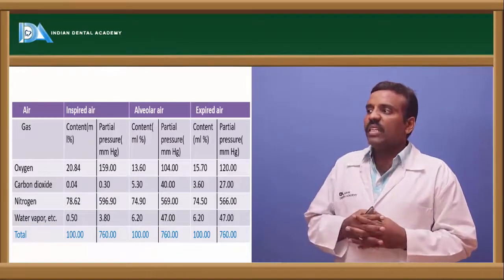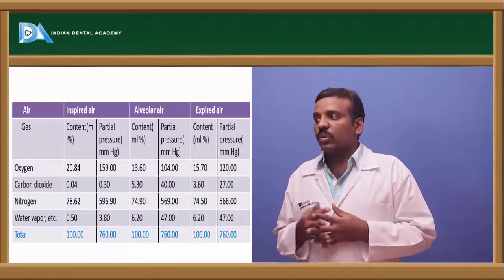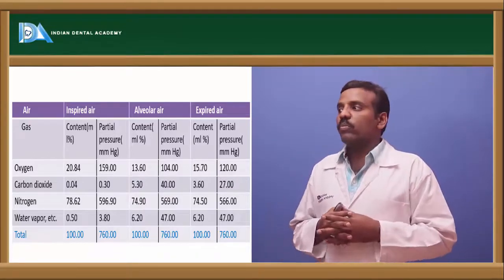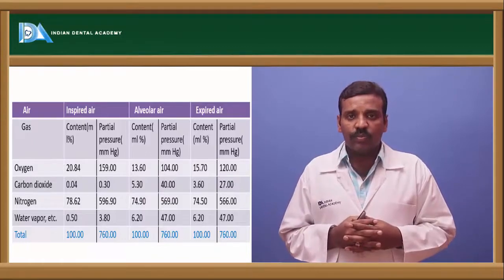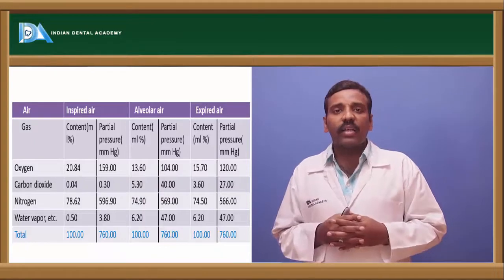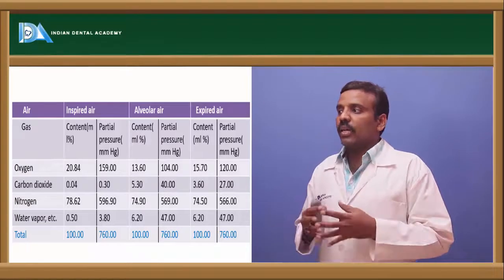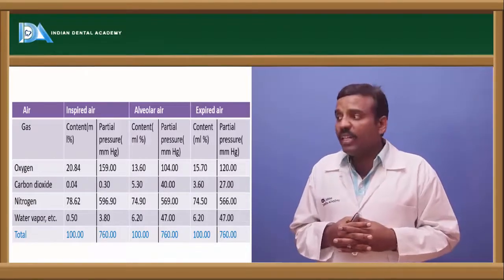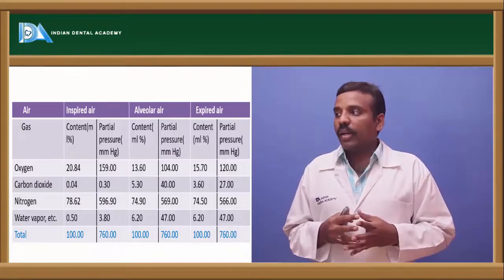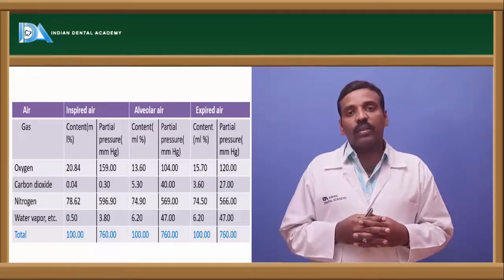Okay, if you see the inspired air, that is, from the atmosphere, oxygen is about 20.84 percent, carbon dioxide is about 0.04 percent, and nitrogen is about 78.62 percent. Next, water vapors and the other gases are about 0.5 percent.